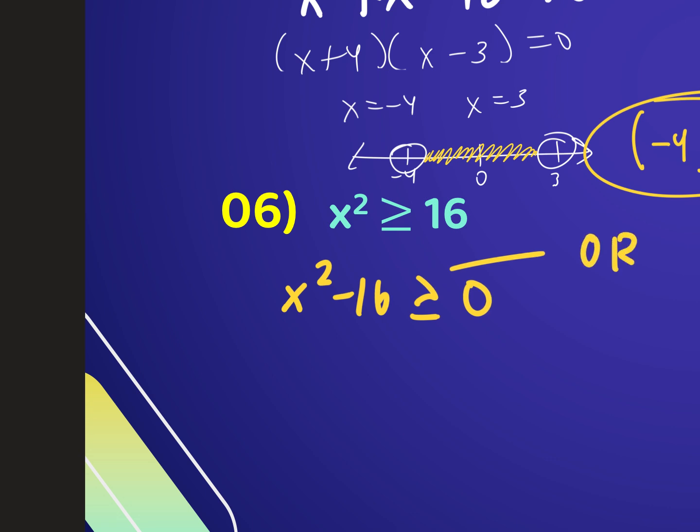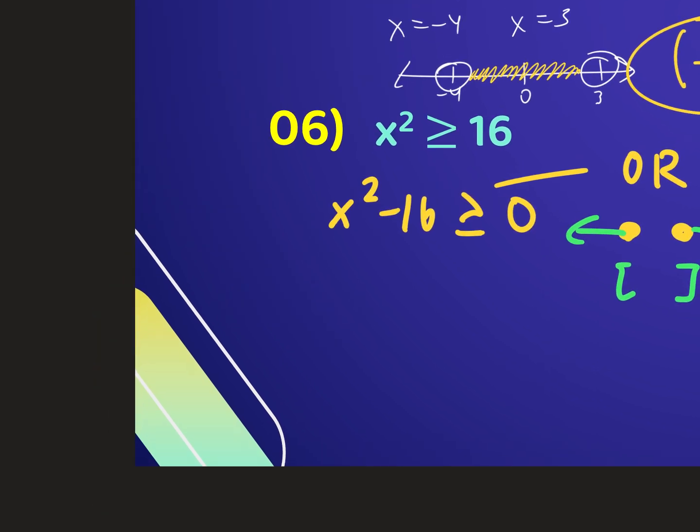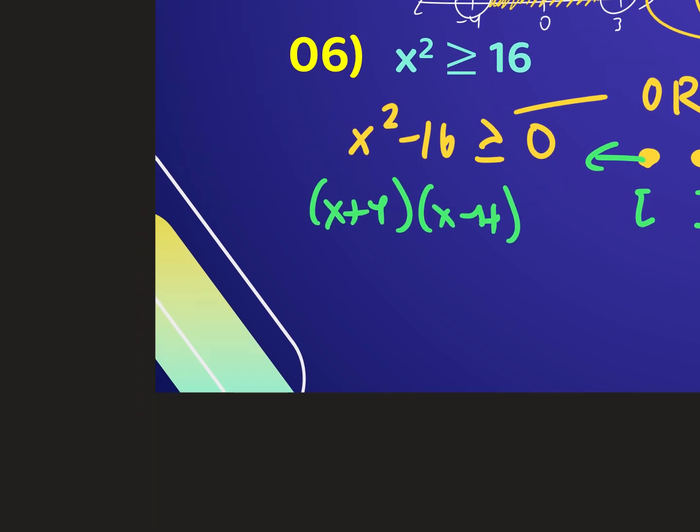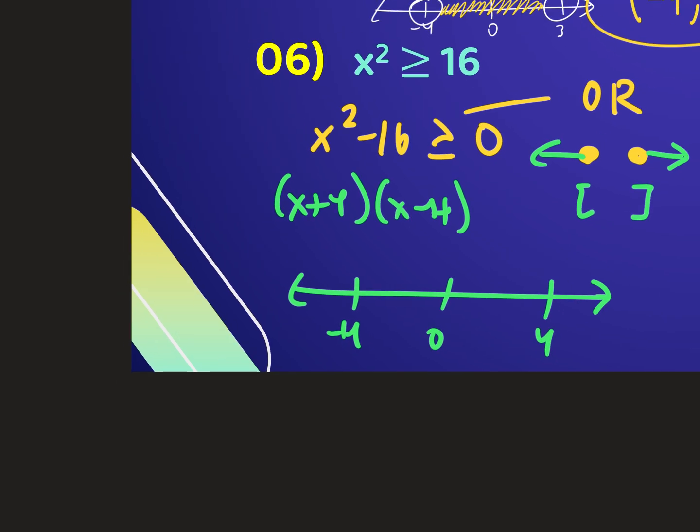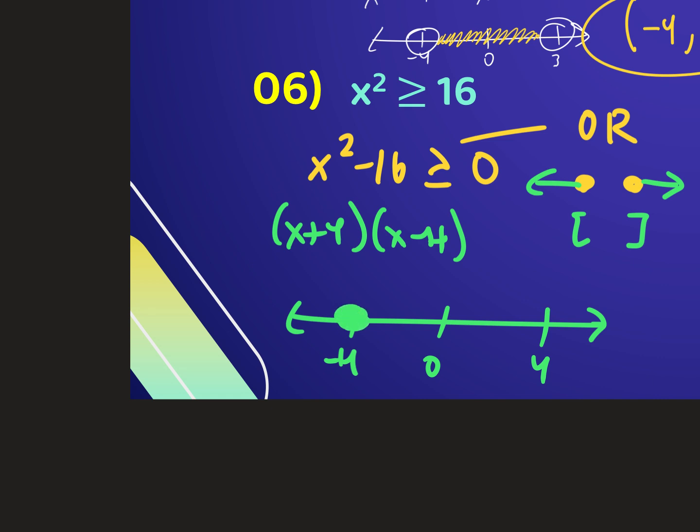So this is an or. What do we know about our dots? They're closed. And if it's or, which way do we shade? Outside. Perfect. And if they are closed dots, what do we use? Brackets. Good job, guys. So this is x plus 4, x minus 4, right? You guys agree? So your 2 spots are +4 and -4. What kind of dots do we have? Both are closed. Good. And since it was an or, which way did we say we shaded? Outside.